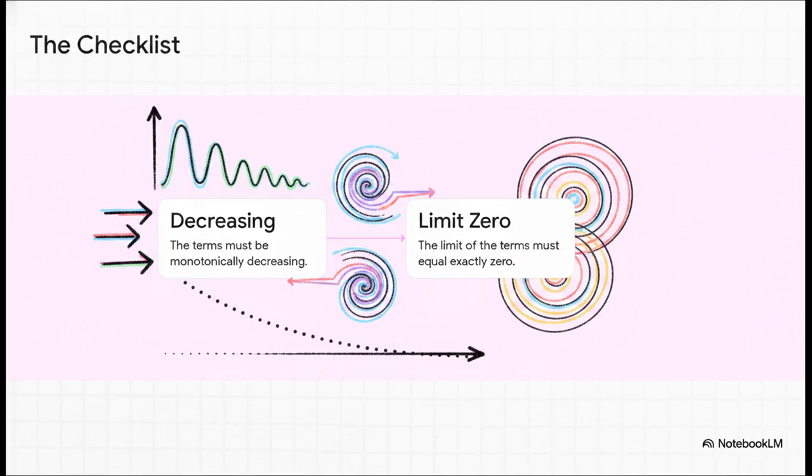The limit of those terms as they head out to infinity has to equal exactly 0. If those magnitudes steadily shrink to 0 without ever ticking back up, this test guarantees the series converges. It really is that simple. Just remember though, this test only proves conditional convergence. It tells you the series settles down, sure, but it doesn't give you that VIP absolute status.